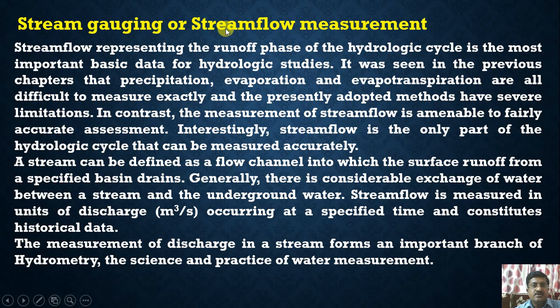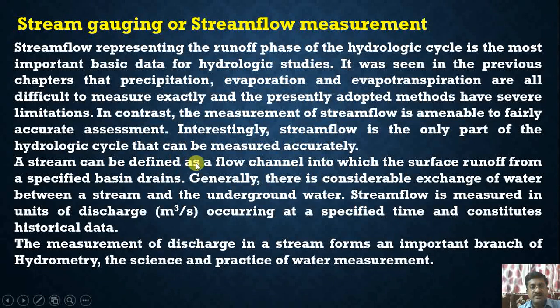Stream gauging or stream flow measurement. Stream flow, representing the runoff phase of the hydrologic cycle, is the most important basic data for hydrologic studies. It was seen in the previous chapters that precipitation, evaporation and evapotranspiration are all difficult to measure exactly, and the presently adopted methods have severe limitations. In contrast, the measurement of stream flow is amenable to fairly accurate assessment. Interestingly, stream flow is the only part of the hydrological cycle that can be measured accurately.